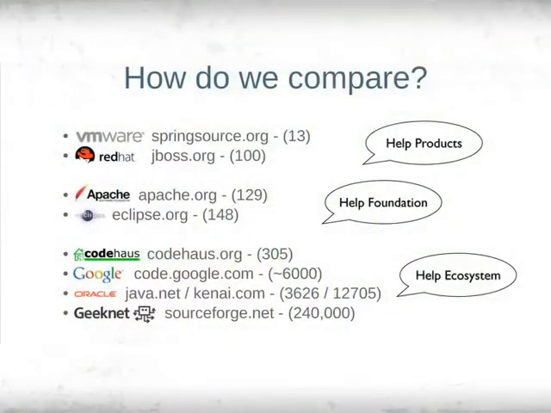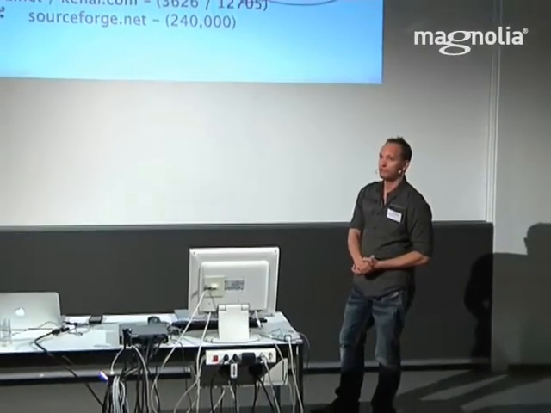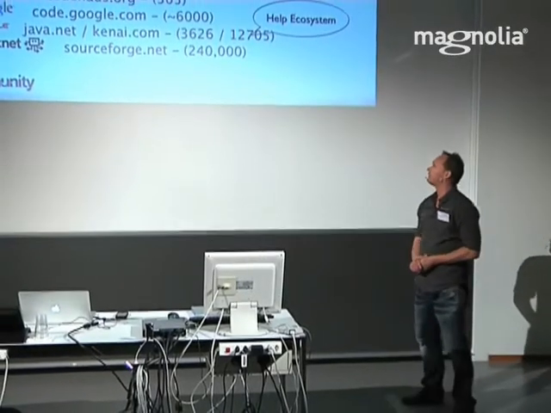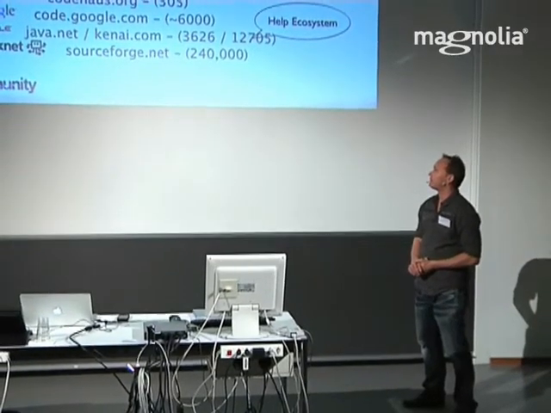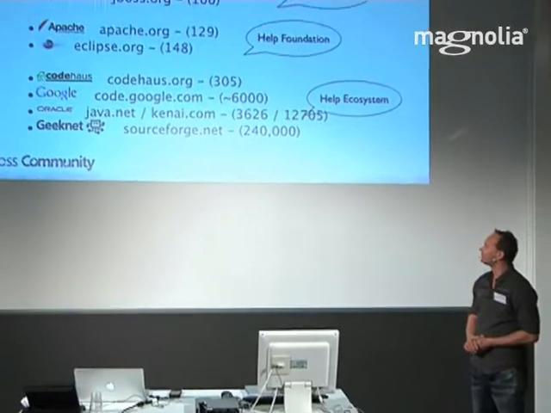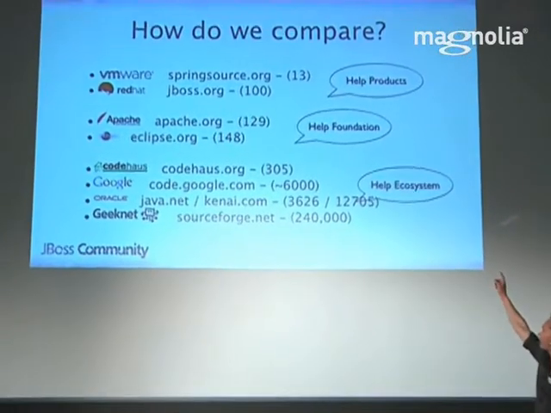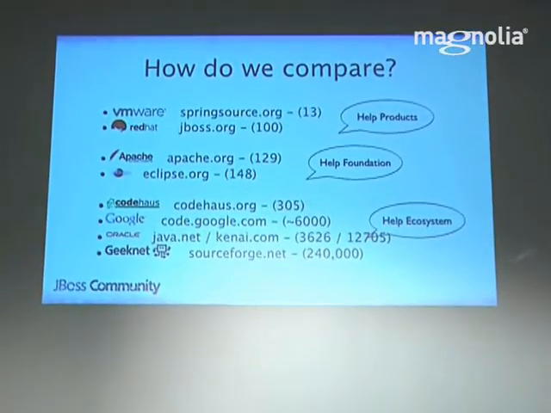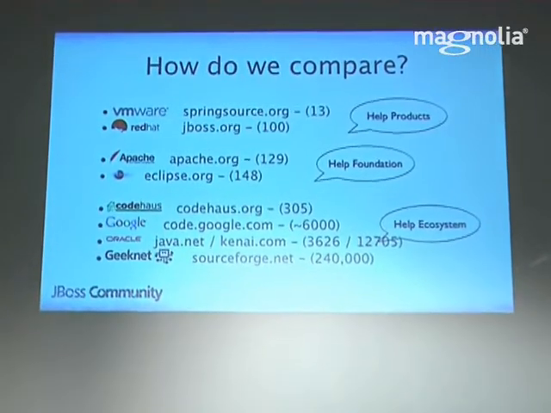And then at the top of that category, we've got Codehaus. So Codehaus is a kind of homegrown forge that has 305 projects on it at the moment. And that's backed by Contegix, who provide hosting for free. And also some revenue comes in from Google Ads. So I've grouped those together as help ecosystem, because they're really there to serve any project or host any project.